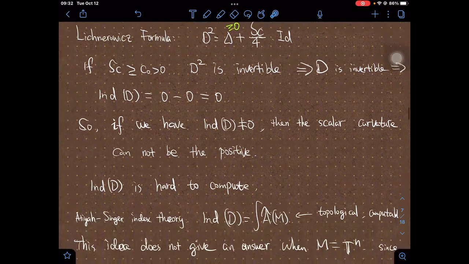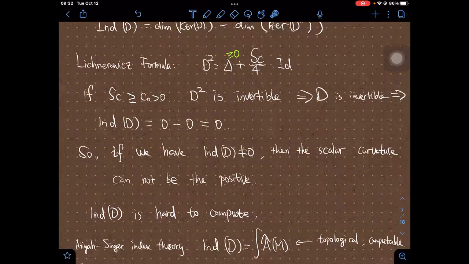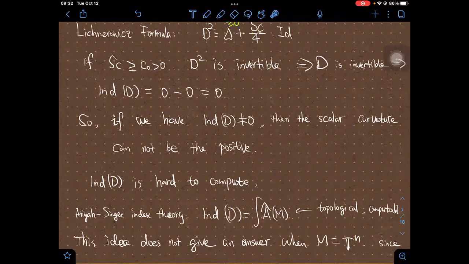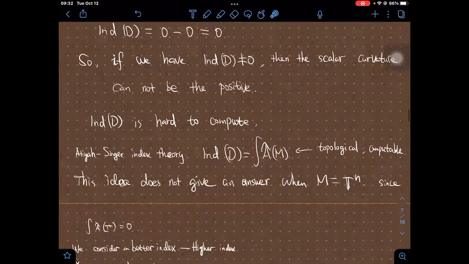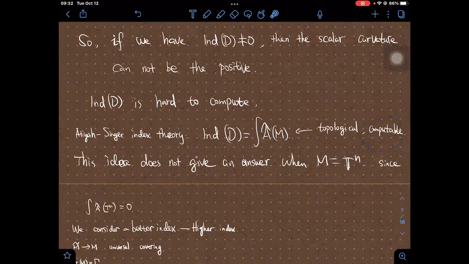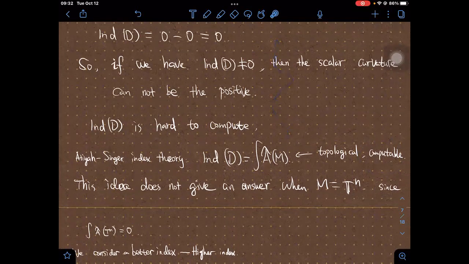Okay, so you may say the index of D is hard to compute because it's a differential operator. Finding the Fredholm index is the same thing as solving an ODE, so it's quite hard. However, Atiyah-Singer index theory tells us this index is equal to some A-hat genus. This number is topological, and thus is very computable. So this idea comes from Atiyah-Singer index theory.